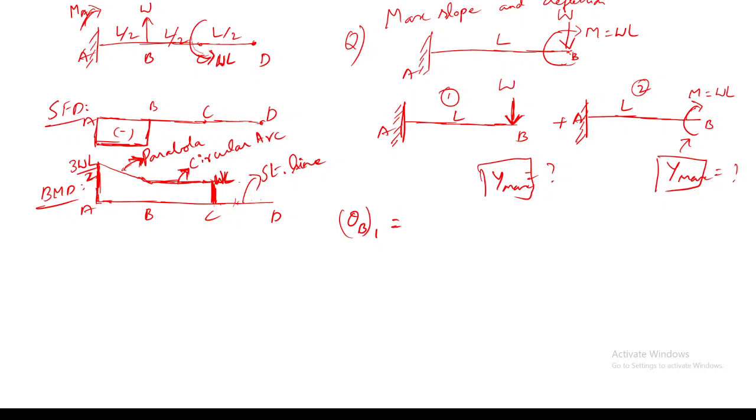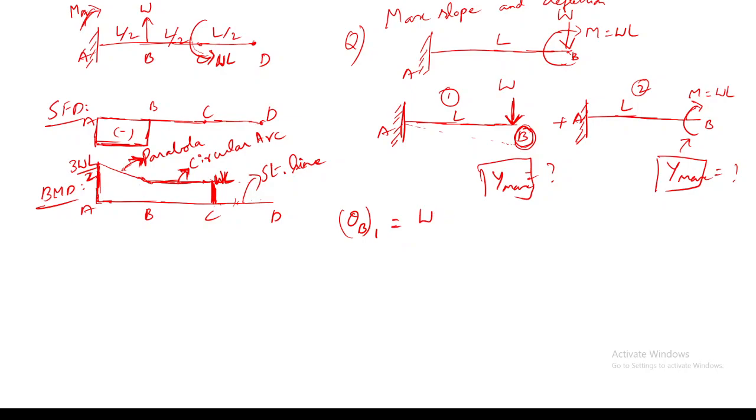WL square by 2EI. Is it theta B or theta A? Theta B, because we want the maximum slope, right? So here you can easily say the maximum slope will be at point B, right? Based on that, we are interested to find the slope and deflection at point B. From the question, we can easily understand that the maximum slope or the deflection will occur at point B. So we are only interested in calculating the maximum slope.